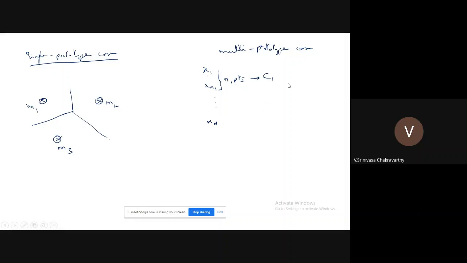But then how will you find out the correct class? Any ideas? We have lots of points for each class. Then you need to make use of all of them to find out your prototype. You are allowed to use multiple prototypes. Okay, so how will you do this? Any suggestions?